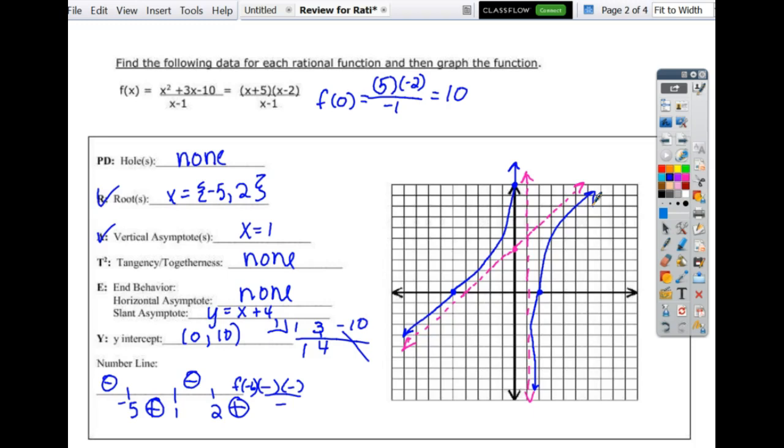Because once it crosses zeros, it changes signs, right? And we have the sign chart to tell us whether it's going to stay positive or negative. So we don't have to check the zeros. Okay? Good questions. Anything else?